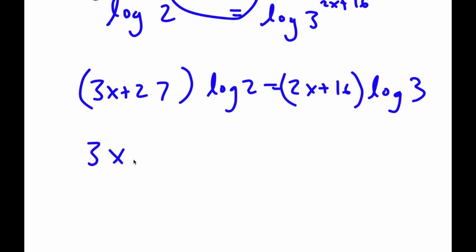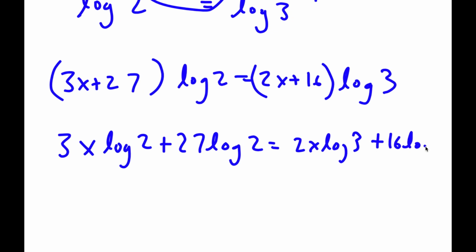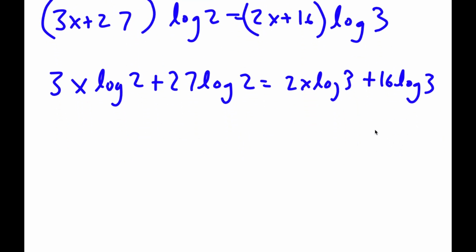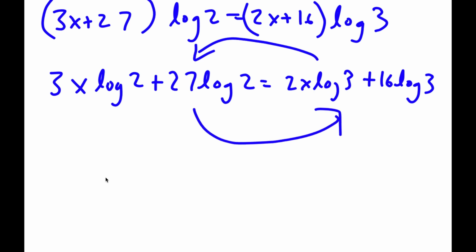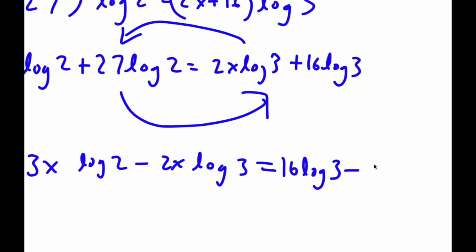So now if I distribute, I get 3x times log 2 plus 27 times log 2 is equal to 2x times log 3 plus 16 times log 3. Now I'm going to move this over here and this over here. So now I have 3x times log 2 minus 2x times log 3 is equal to 16 log 3 minus 27 log 2.